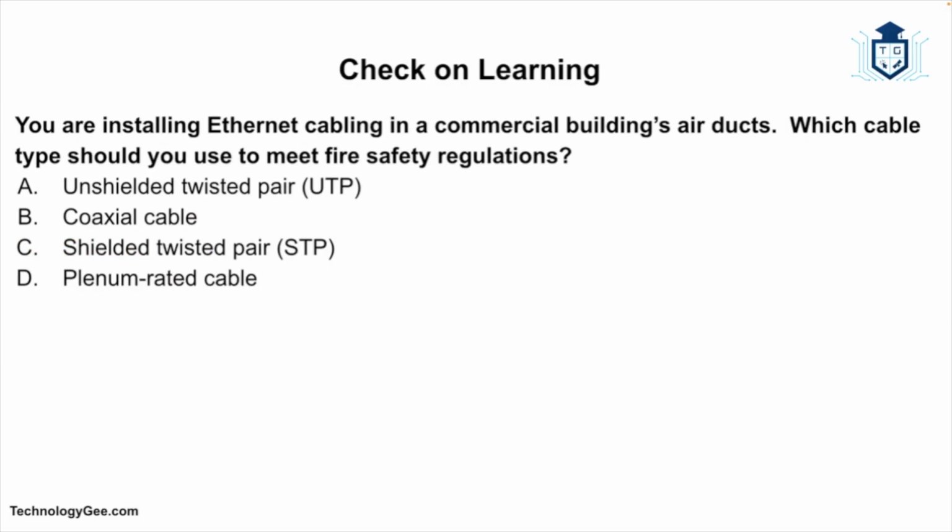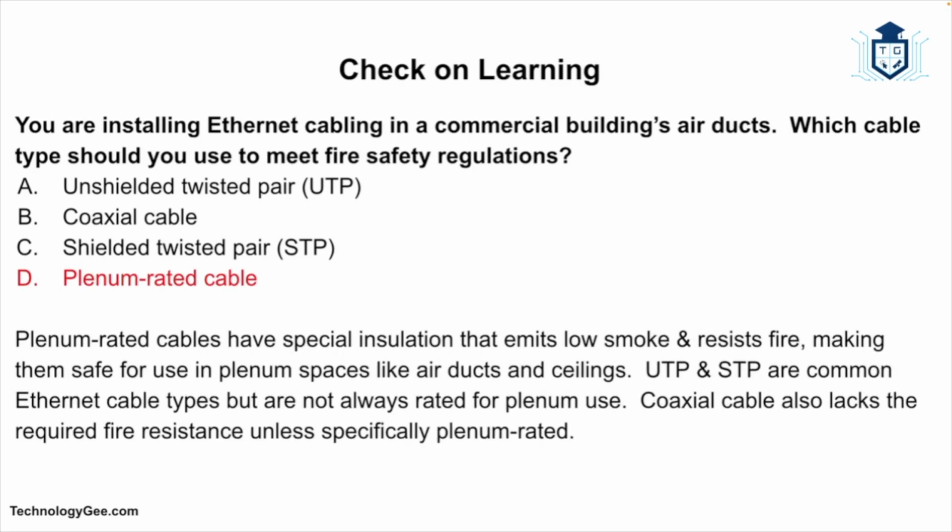Next question. You are installing Ethernet cabling in a commercial building's air ducts. Which cable type should you use to meet fire safety regulations? Would you use unshielded twisted pair, coaxial cable, shielded twisted pair, or plenum rated cable? And the correct answer is you're going to use plenum rated cables.